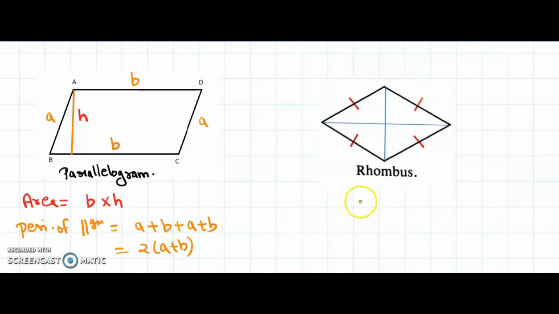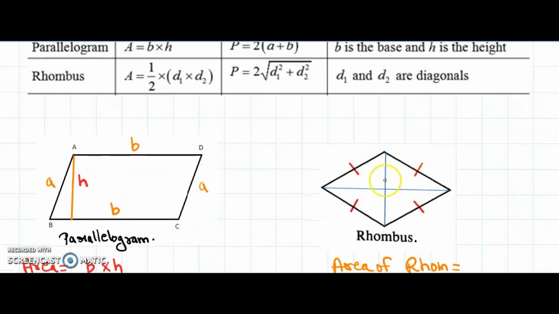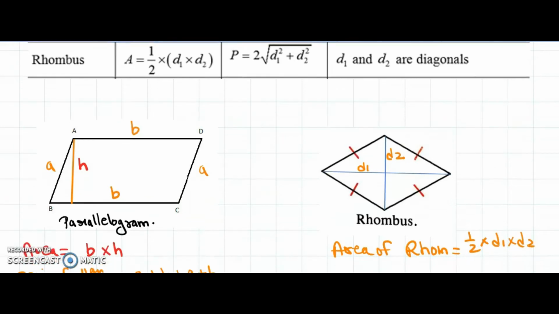Now let us talk first about the area of a rhombus. In the rhombus, it contains the diagonals. So these diagonals, let us name the first diagonal as D1 and the second diagonal as D2. So the area will become 1 by 2 into D1 into D2. That will be the area of a rhombus.